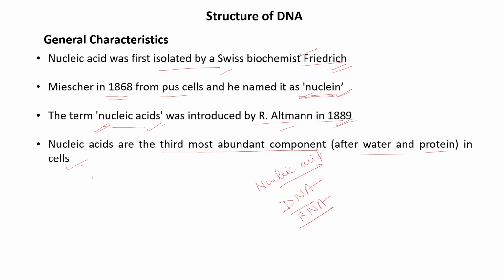So if we are talking about the cell, then we have the nucleus, right? And the cytoplasm. This cytoplasm has lots and lots of water. In the nucleoplasm also there is water. So the major components of the cell are water as well as protein, right? So the third most abundant component in the cell is the nucleic acid.